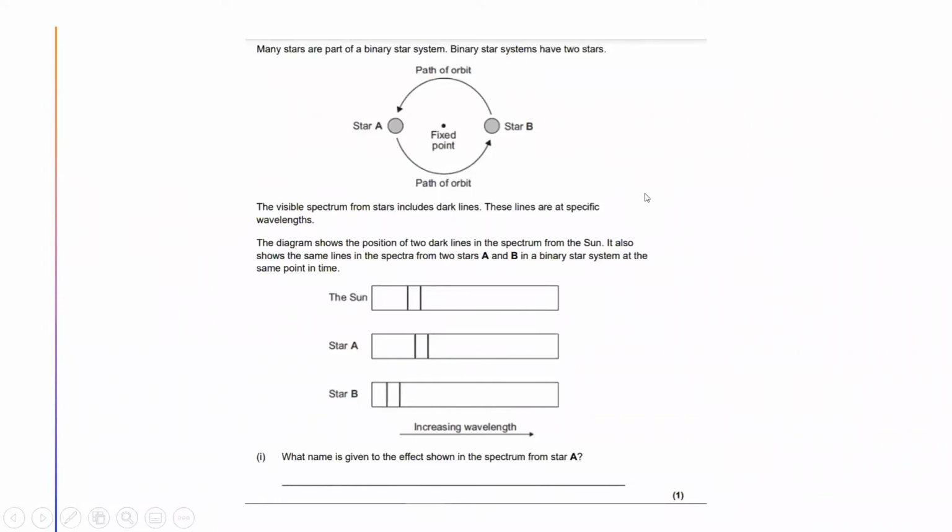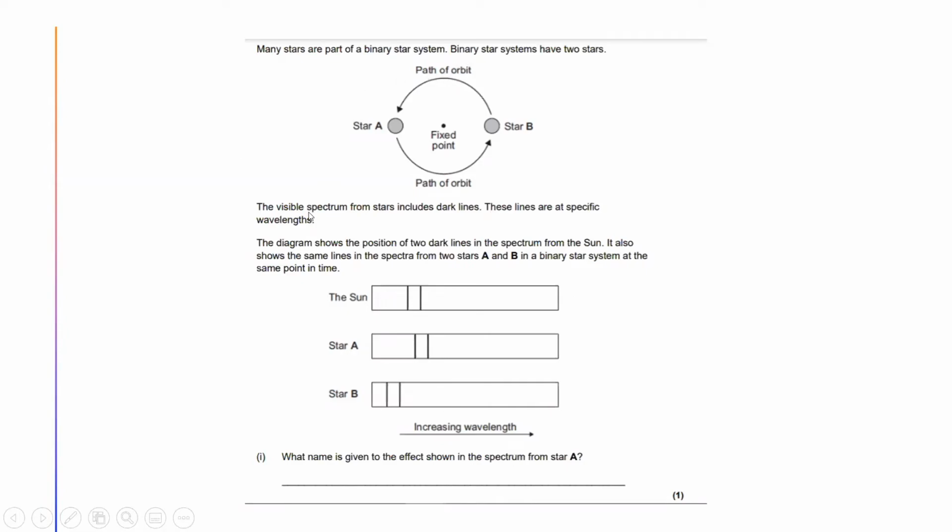Okay. Now, again, we've got one which can easily catch people out about stars. These are stars, not galaxies. So you've got star A and star B and a central point. That's not a physical object, that's just a point we've chosen. So many stars are part of a binary star system, so there's 2 stars. Binary star systems have 2 stars.